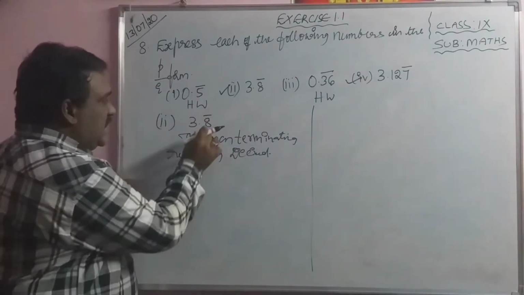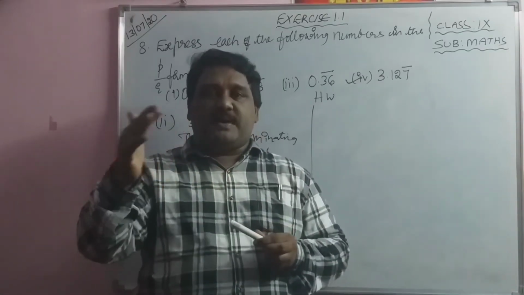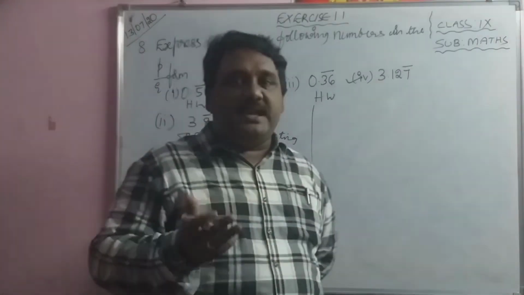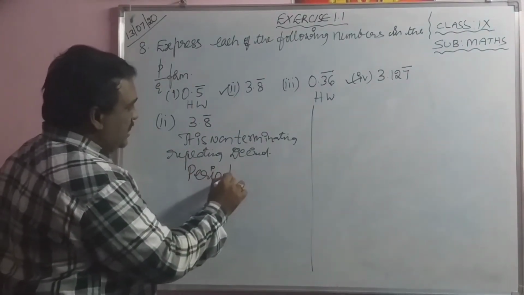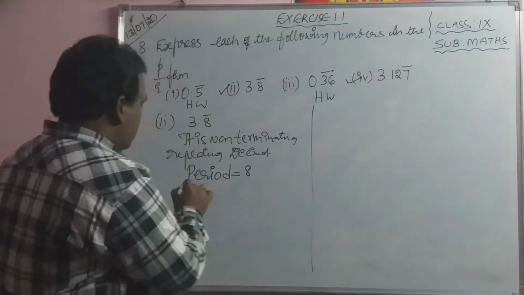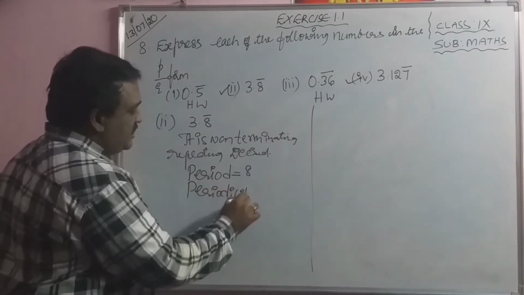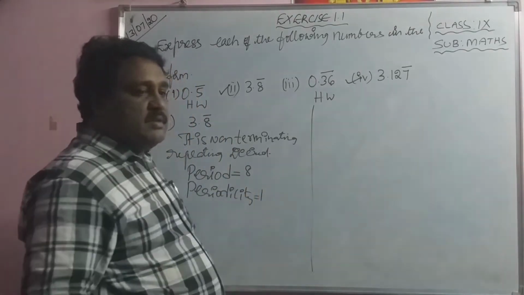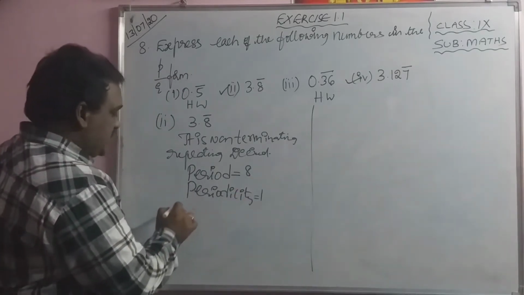Now you know what bar is? The repeating part is known as bar. What is repeating? 8 is repeating. So 8 is known as the period. Write down: period equal to 8. Now periodicity: how many numbers are repeating? Only 8 is repeating, so the periodicity is 1. Now what is next?